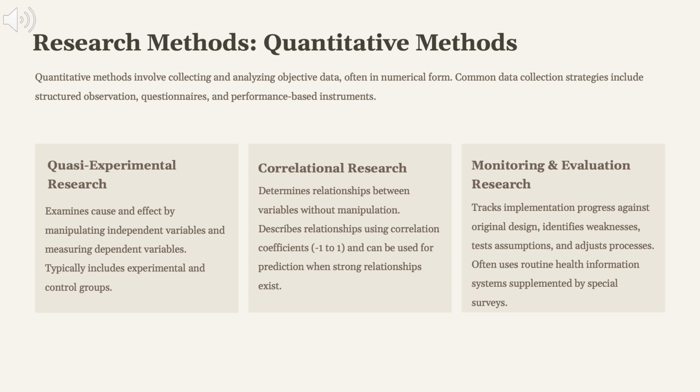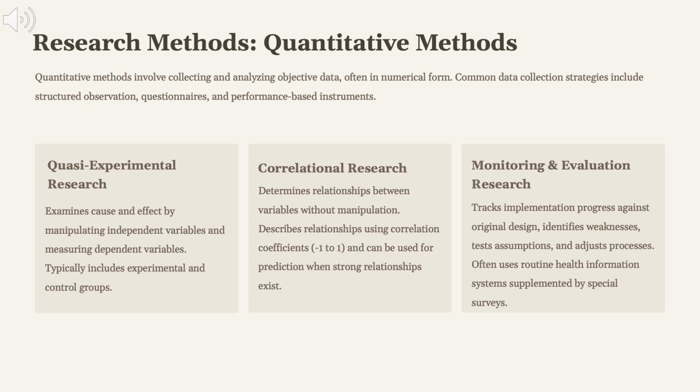Another important method is correlational research. This approach looks at the relationships between variables without manipulating them. Using correlation coefficients, which range from -1 to 1, researchers can describe the strength and direction of relationships. A strong correlation, for instance, might suggest that as staff training hours increase, patient satisfaction scores also rise. While this doesn't prove causation, it can inform further research and even support predictive modeling.